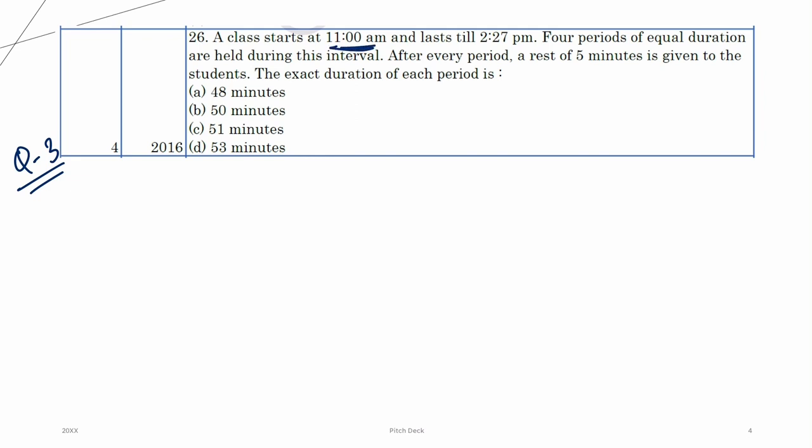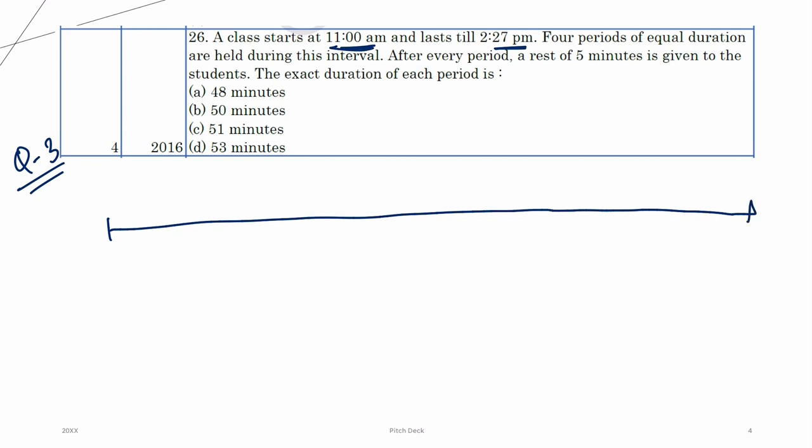A class started at 11 a.m. and lasted till 2:27 p.m. Okay, means the school starts at 11 a.m. and ends at 2:27 p.m. Right? 4 periods are held. Then after that, 4 periods of equal duration held, right?